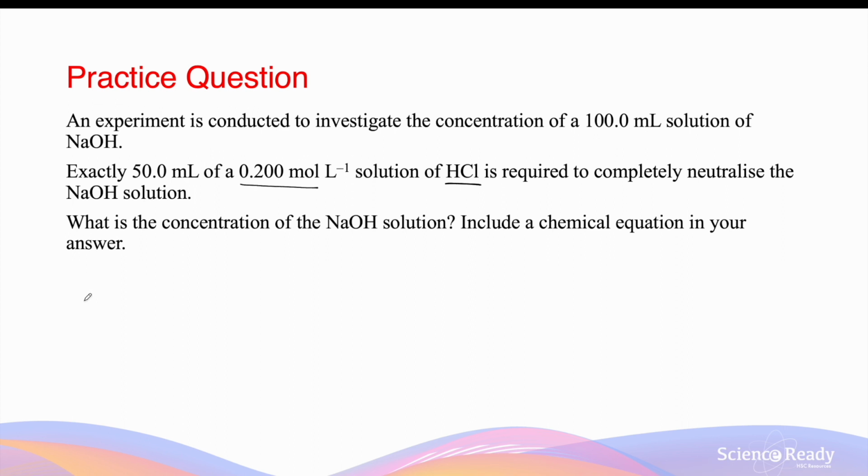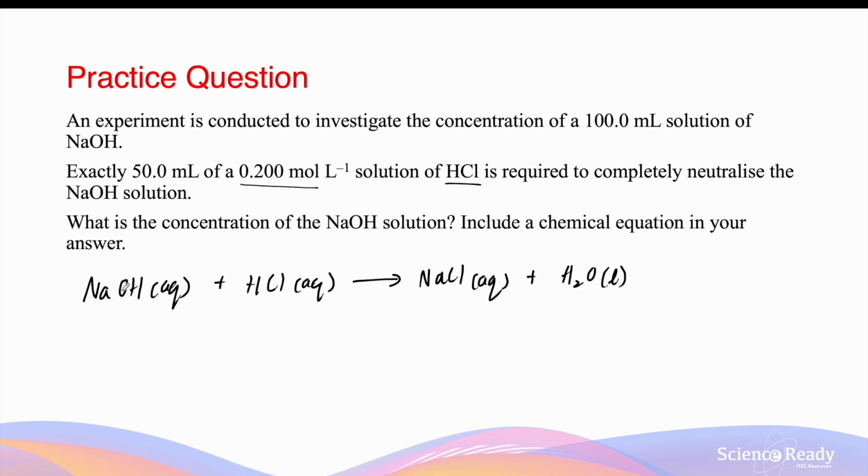So we can begin by writing a balanced chemical equation. So you've got sodium hydroxide solution plus hydrochloric acid solution, and this produces salts, which is sodium chloride and water. The equation is already balanced, so the sodium hydroxide and hydrochloric acid will react in a 1-to-1 ratio.